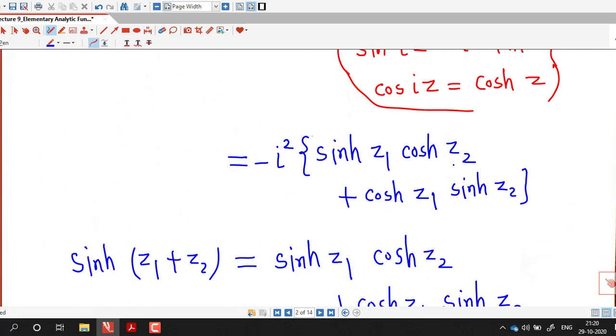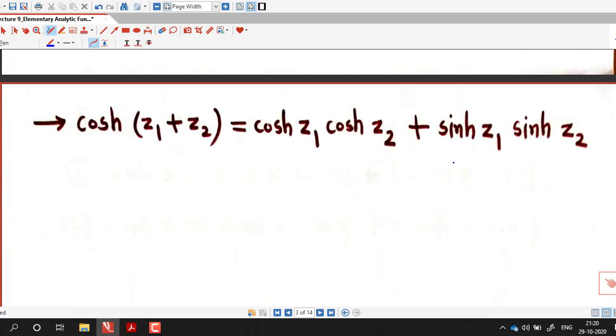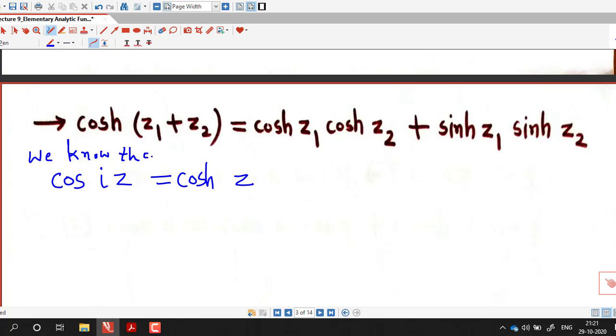Similarly, we can prove this property for the cos hyperbolic function also. Okay, so we start with this property. We know that cos iz is nothing but cos hyperbolic z. That means cos hyperbolic z is nothing but cos iz. Okay, so we write it in this way.